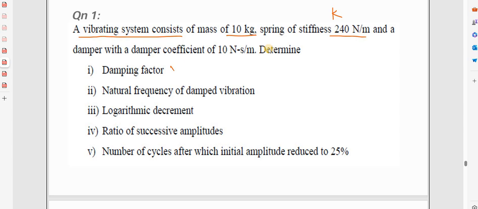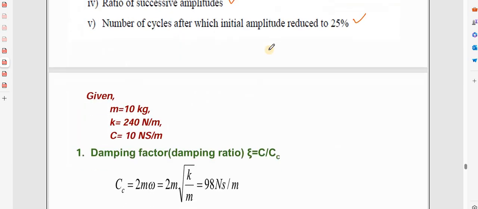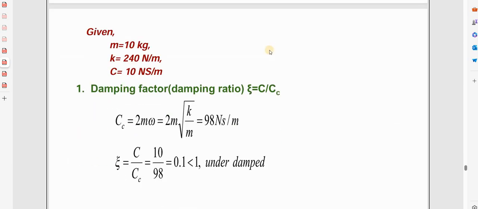Determine the damping factor, natural frequency, logarithmic decrement, ratio of the successive amplitude, and number of cycles after which the initial amplitude is reduced to 25%. These are the things we need to find out. Let's have a look into the first one. These are the things that are given: m is given, k is given, c is given.